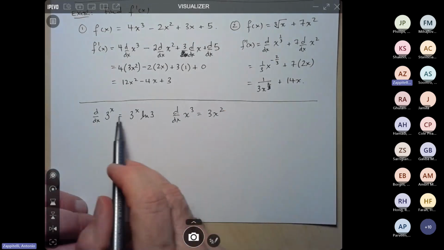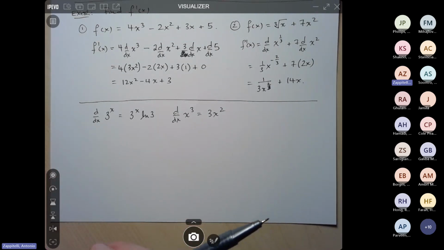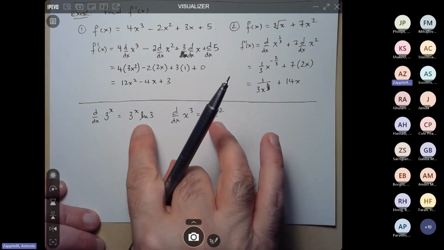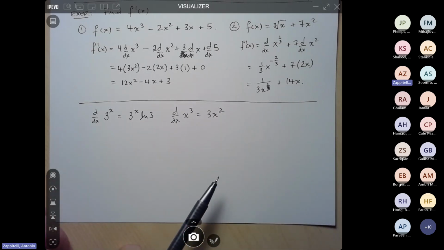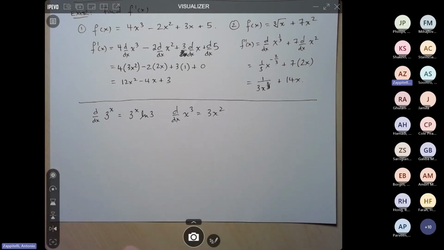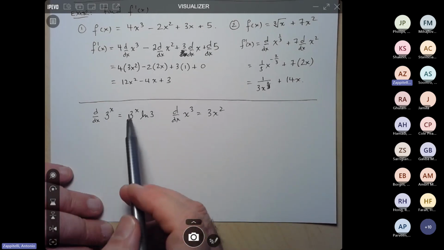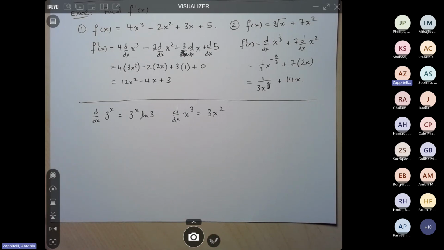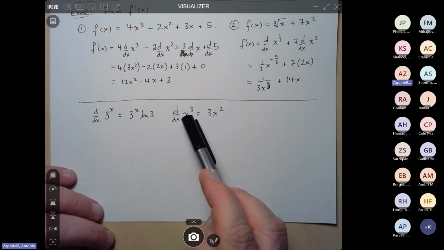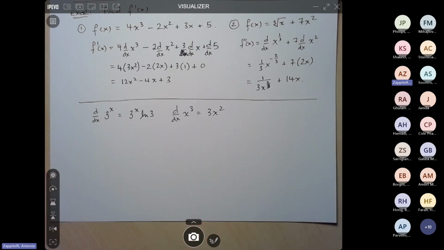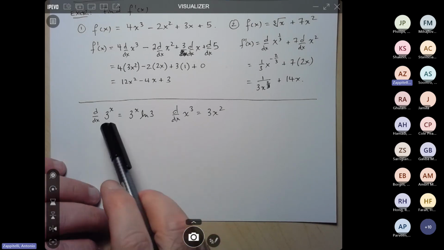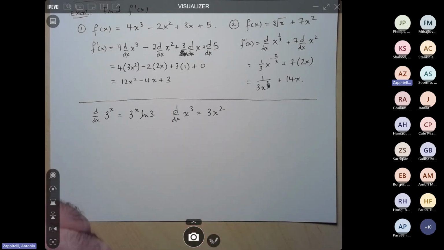Notice here, I'm taking the derivative of a power in both of these instances. Why are we getting such vastly different answers? The derivative of this cubic is just this quadratic, yet the derivative of this exponential function is another exponential function. So who can convince me why it makes perfect sense that these rules should be so different? It'd be great if somebody can open their microphone for that. So why should we not be surprised that these rules are so different?